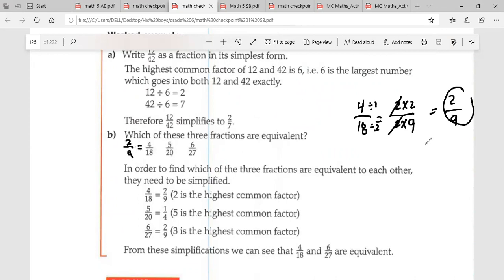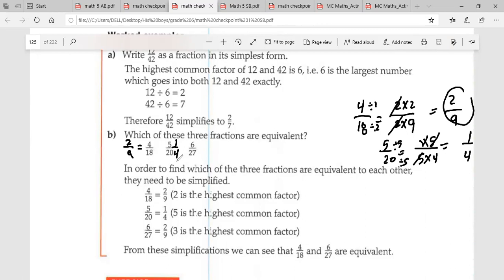Okay, and what about 5 over 20? 5 over 20 is the same. 20 is 5 multiplied by 4, and 5 is 5 multiplied by 1. You cancel 5 with 5, and we get 1 over 4. Or we can divide by 5. But here, I put 1 over 4.